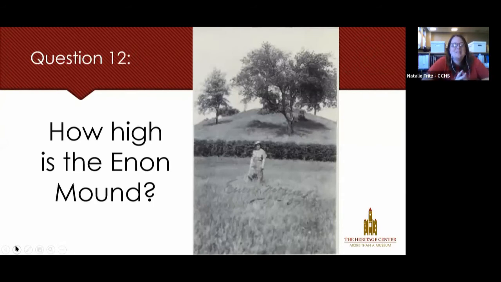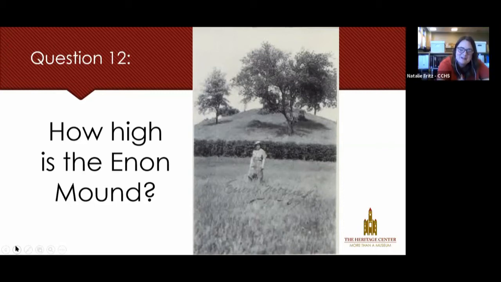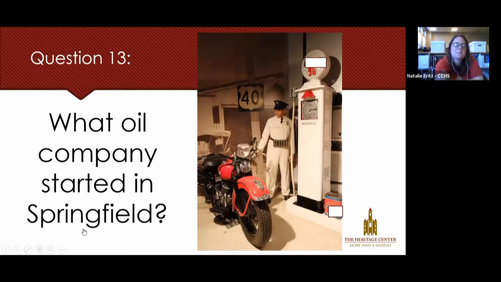Question 12, how high is the Enon Mound? We've got a picture of a woman here for scale, although I think she's pretty far in front of the mound. Question 13, what oil company started in Springfield? This is a picture from the museum.